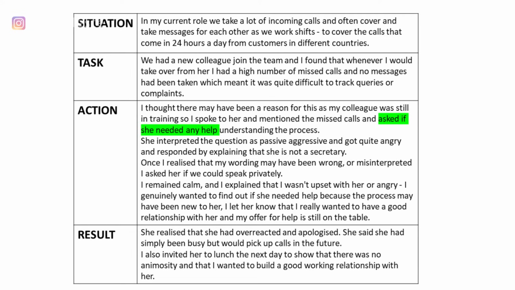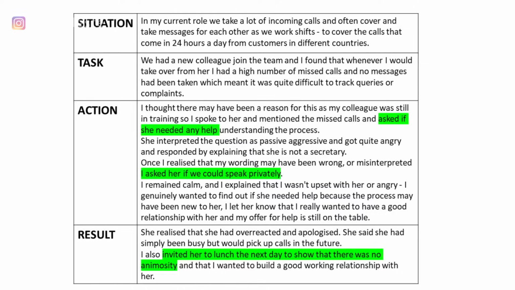in an accusing way. Extending an offer for help was the first action in this example. Then a conversation was had privately, which is important to do to diffuse any conflict. People often respond better in a more private setting. And when you're describing your conflict, show that you remain calm, like with this answer, because you don't want to show that you'll be argumentative. Then show anything that you did to resolve it.